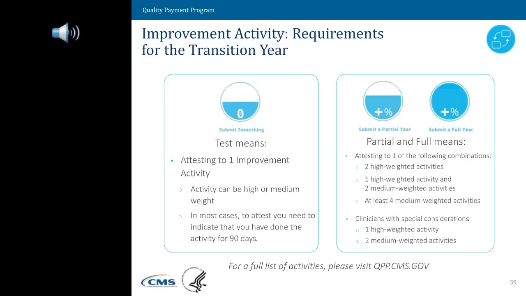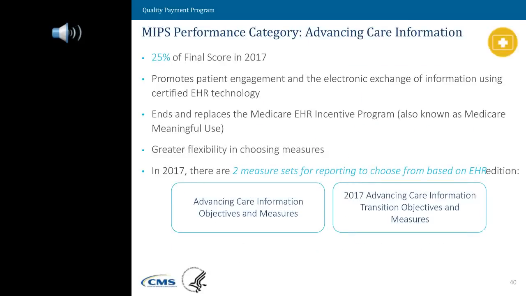So let's move on to slide 40, the last performance category, which is advancing care information. Again, this deals with the usage of electronic health records, and this counts for 25 points towards your final score. What we've done with the Advancing Care Information performance category is we've really restructured it from the way it previously worked under meaningful use. We heard a lot of feedback that the way it was working wasn't working, that we didn't have enough flexibility, and that if you missed one measure, you would potentially fail completely. So we've reworked it to build in a base score and a performance score, where there are two sets of measures to choose from based off of your edition of EHR.